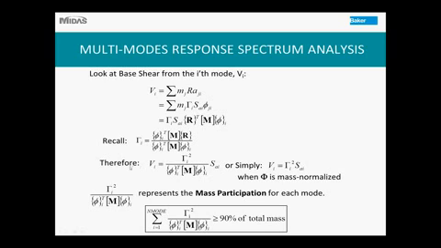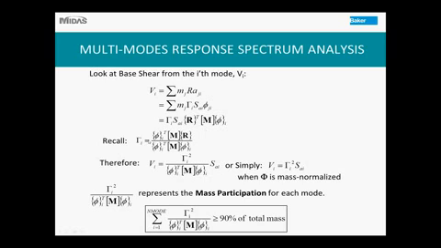So let's look at the base shear here. The base shear from the ith mode, Vi, is equal to the summation of the mass of each degree of freedom times the response acceleration of that degree of freedom. You replace the response acceleration by gamma i times SAi times the mode shape ordinate, then take gamma i times SAi out of the summation, and write the summation of mj times the mode shape ordinate in matrix form, which can be written by these three variables here.